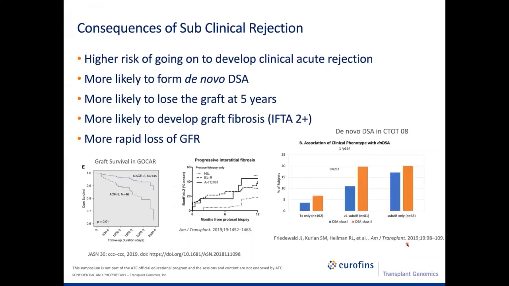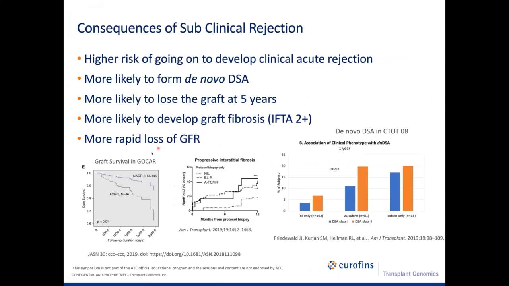So what are the consequences of subclinical rejection? This is the so what part. Well, what has been shown is that subclinical rejection is associated very tightly with higher risk of going on to later develop clinical acute rejection. That's where you have an increase in serum creatinine. People in all these studies were more likely to form de novo DSA if they had subclinical rejection. They were more likely to lose their graft at 5 years, more likely to develop graft fibrosis on a biopsy at 2 years, and they had a more rapid loss of GFR over the course of these studies.